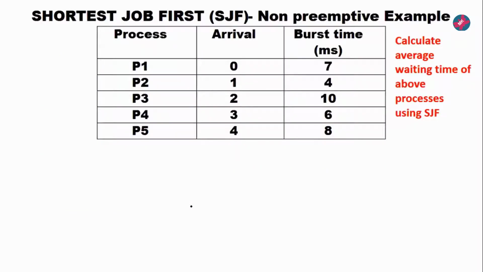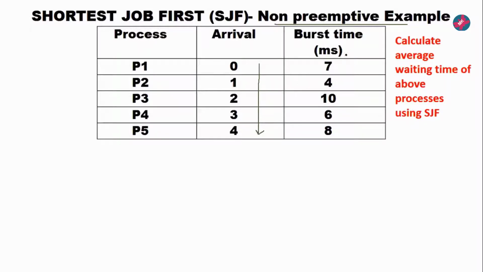Let us see the first problem. The statement is a non-preemptive example, which means no preemption will be allowed. Now read the problem statement: calculate the average waiting time of the above processes using shortest job first, but here we have to do it using non-preemptive shortest job first. You can observe the table. This is the arrival time for these 5 processes: 0, 1, 2, 3, 4.